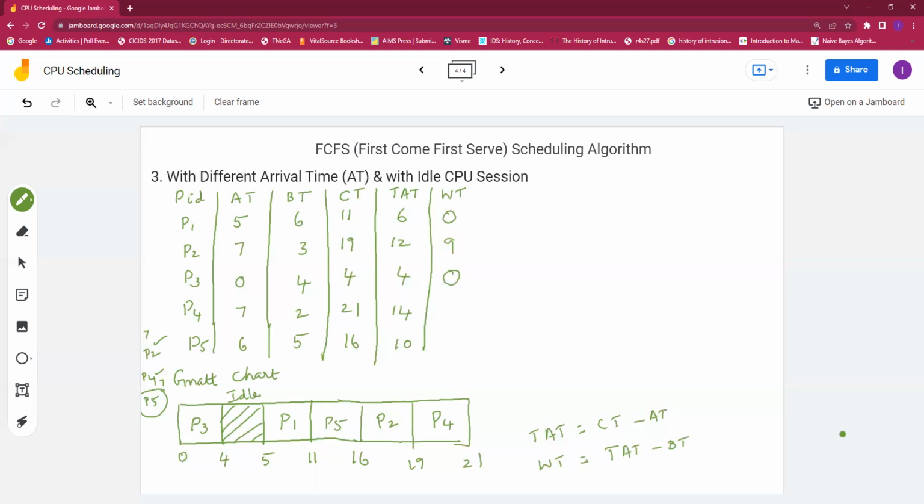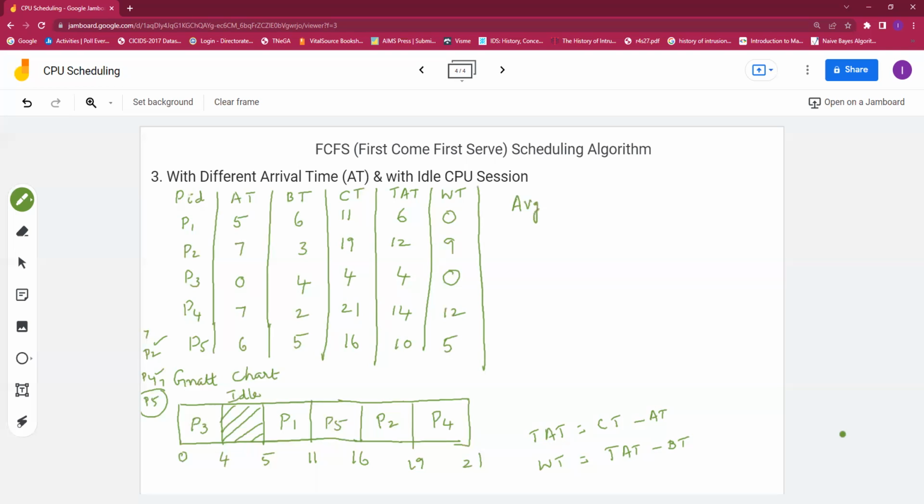And then the waiting time for process P4 is 14 minus 2, it is 12. And then the waiting time for process P5 is 10 minus 5, it is 5. So we found out the waiting time for each and every process.